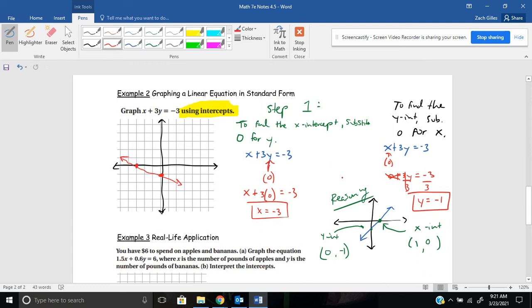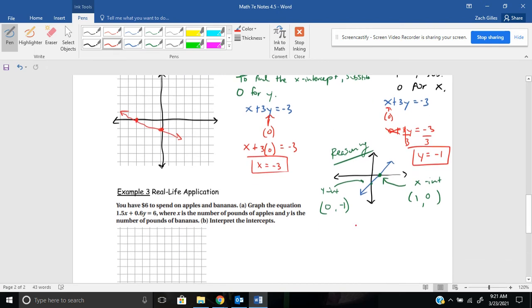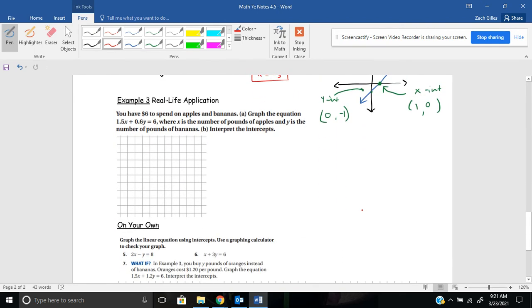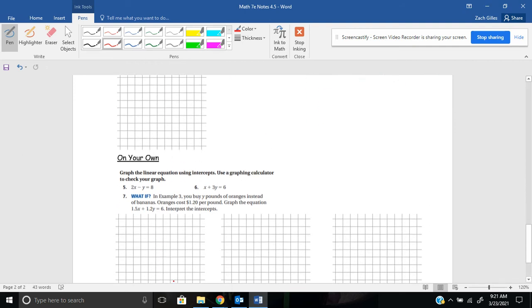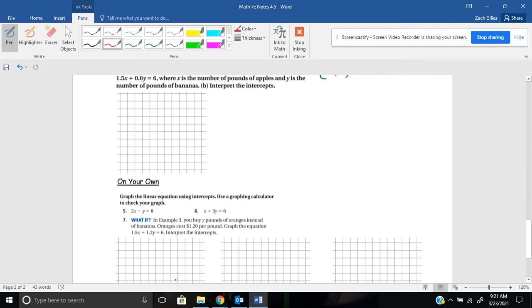Okay, so it's just a matter of substituting in 0 for y when you're looking for the x-intercept, and vice versa when you're looking for the y-intercept. Again, here's the reasoning why, and then you plot those 2 points and connect your line to graph that. If you wanted to use decimals to double check, you sure could. All right, one more example. We'll do the real life example, and then a few on your own for you to try to end today.